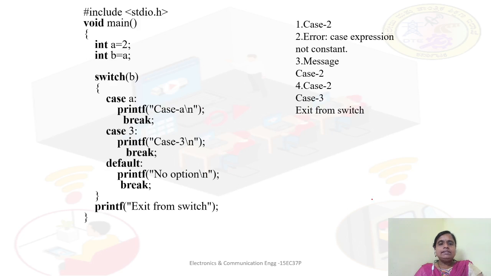Okay, so here you can just see one different type of example I have taken. We have declared A is equal to 2, which is of the integer data type. Next, I have declared B is equal to A. Then switch B. Then we have the different cases, case A, case 3 and default. And lastly, exit from the switch. Now when we execute this program, what could be the output? Whether it will be case 2, or case expression not constant message, case 2, case 3, exit from switch. What shall be the output here? Yes, you can just pause the video and think it over.